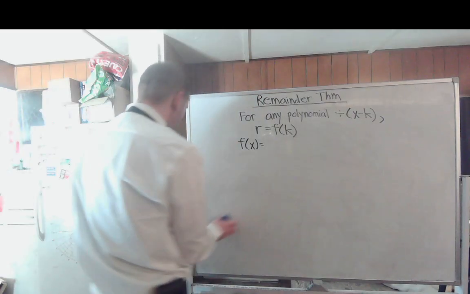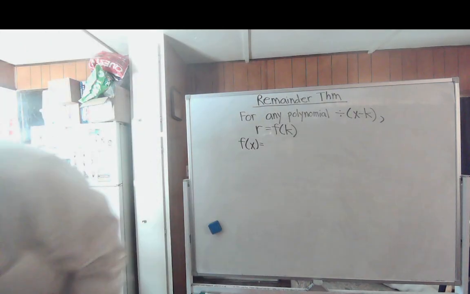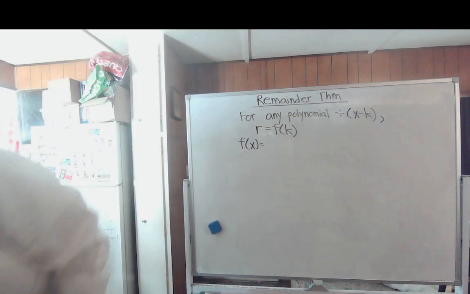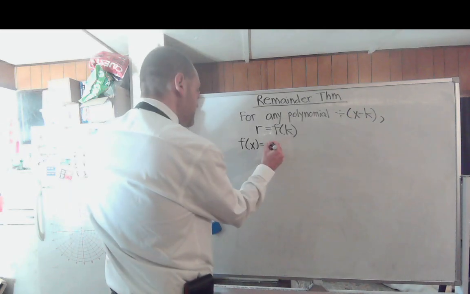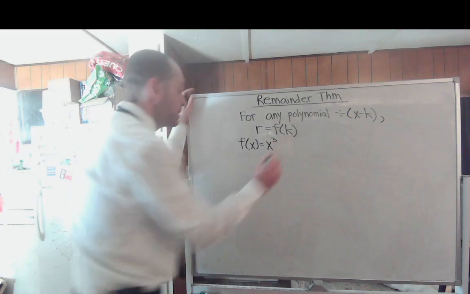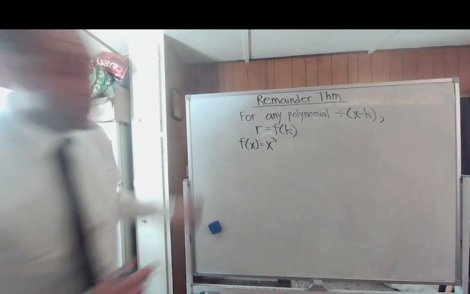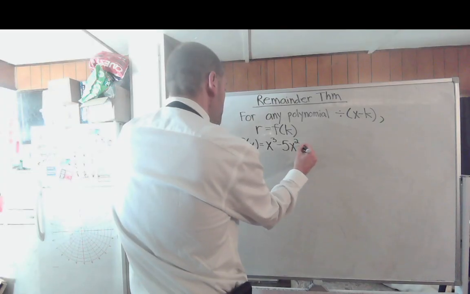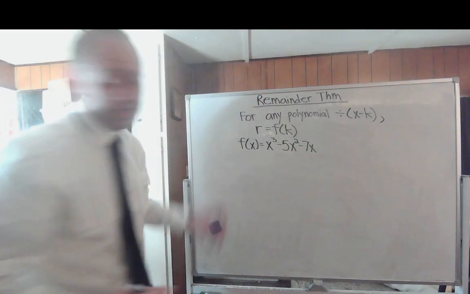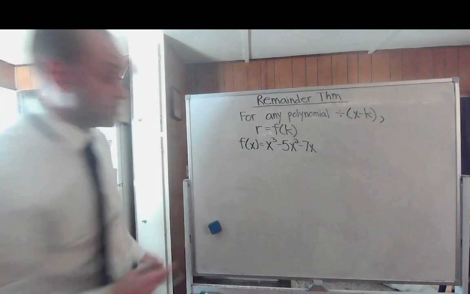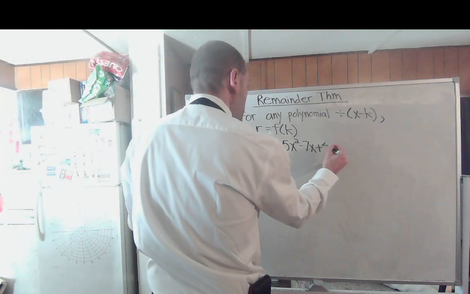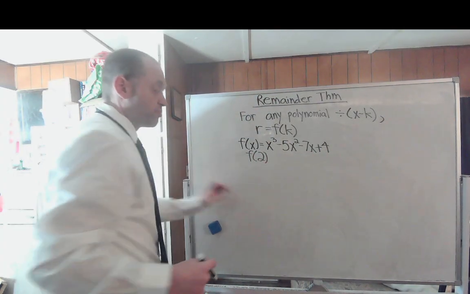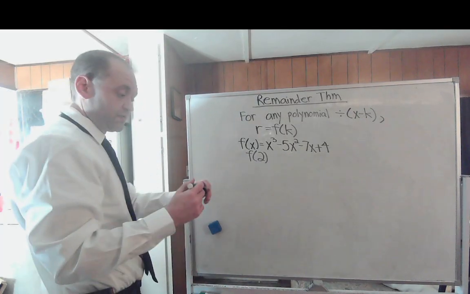All right. Let's do another one here. Another polynomial entirely. f of x equals x to the third minus 5x squared minus 7x plus 4. Let's take f of 2 this time. So we have a brand new polynomial and we're going to find f of 2.